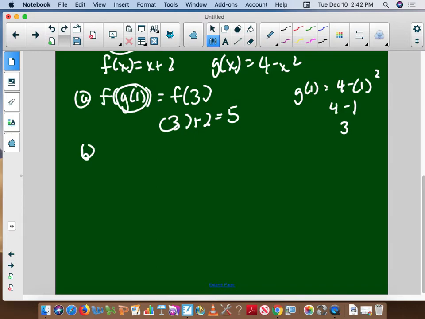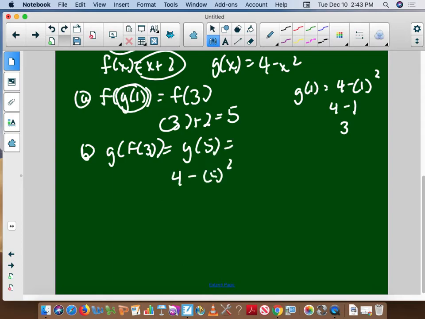All right, B, G of F of 3. I'm going to find F of 3, which is 5, and G of 5, which is 4 minus x squared. So I get 4 minus 25, negative 21.